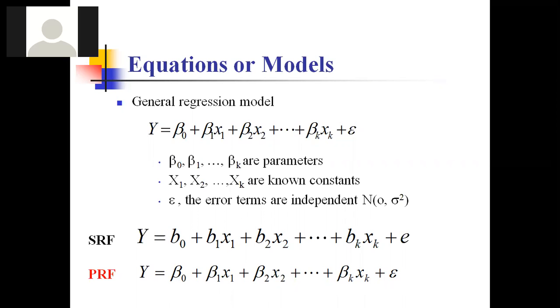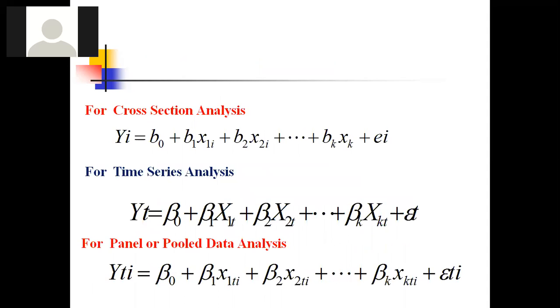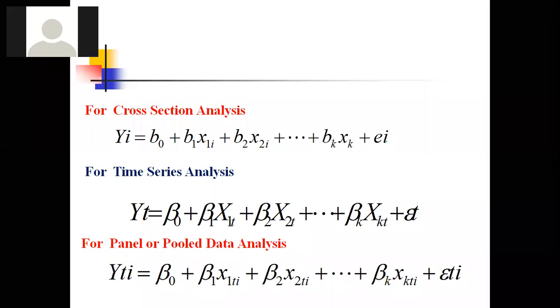Generally, we can use these kinds of functions, equations or models as per our requirement. Then there is the type of data. For example, the cross section data. What is meant by cross section data? When you collect information at a particular time period, that comes under cross section. Generally, surveys come under the cross section. For example, if you collect information on particular variables on a particular date, that is cross section data.